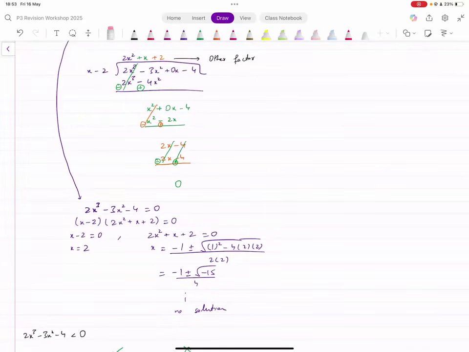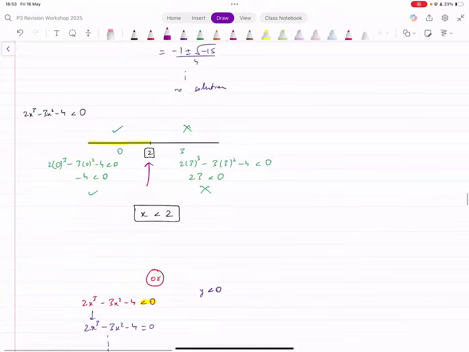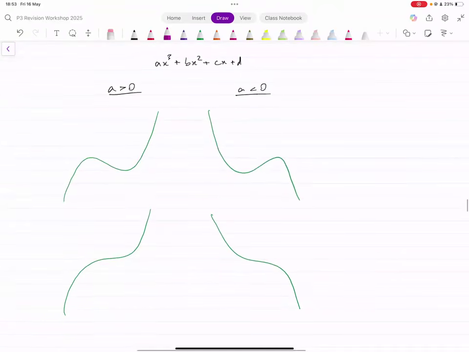And then think about the shape of the cubic graph. You need to remember the shapes of cubic graphs for iteration later on as well. You need to sketch graphs of cubic functions. You need to know their shapes. These are the 4 possible shapes that you can have for cubic functions.